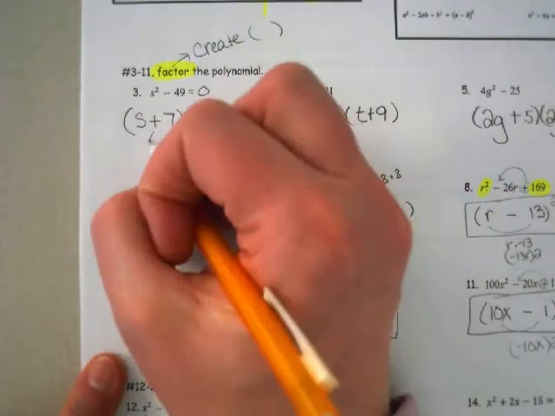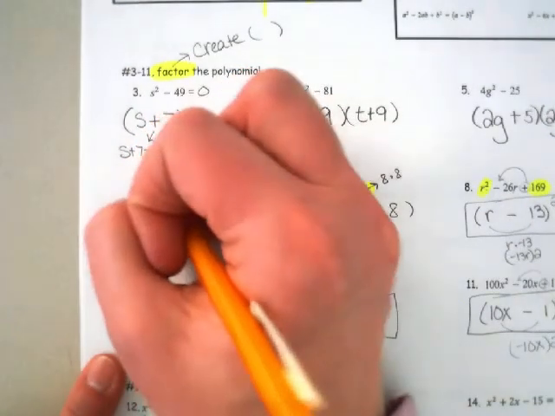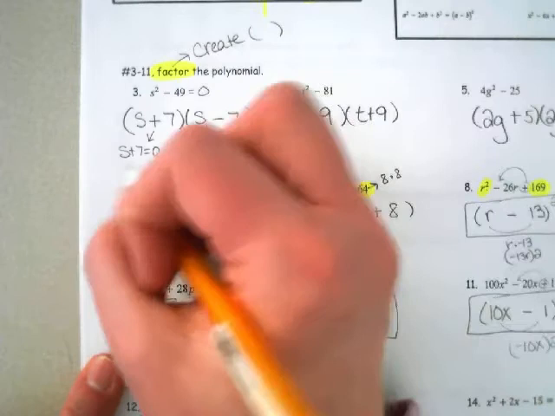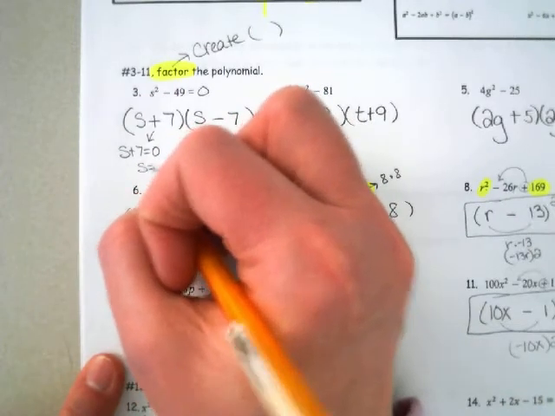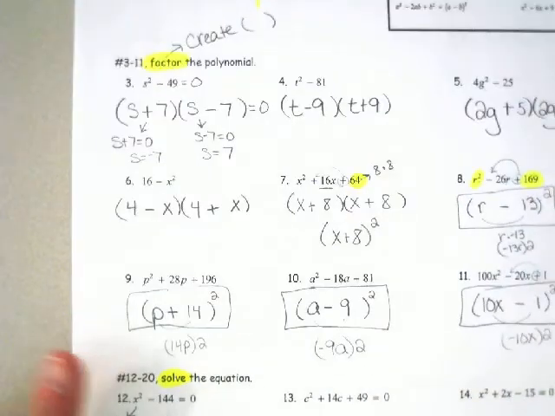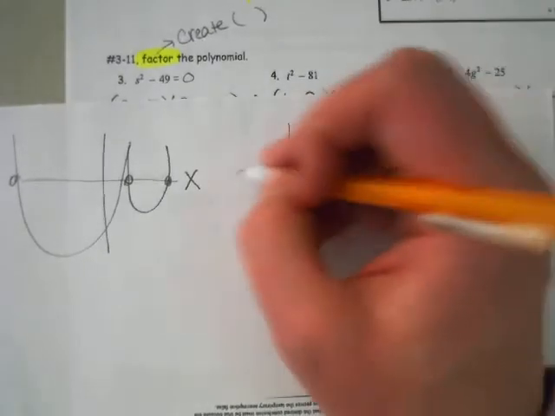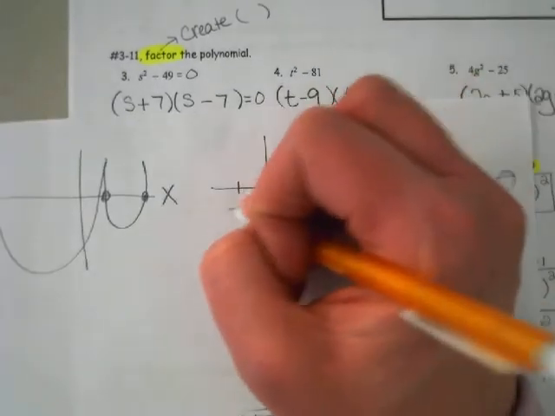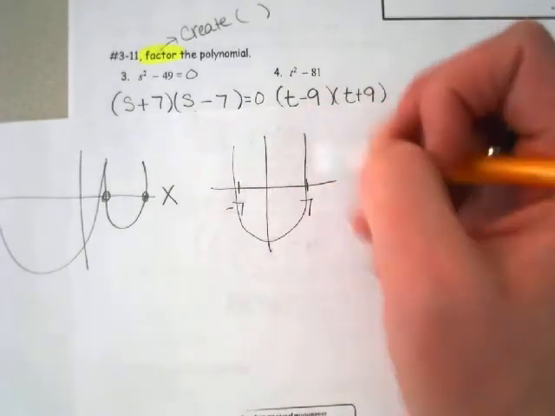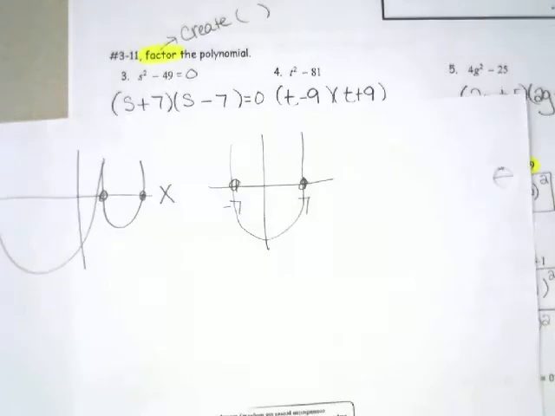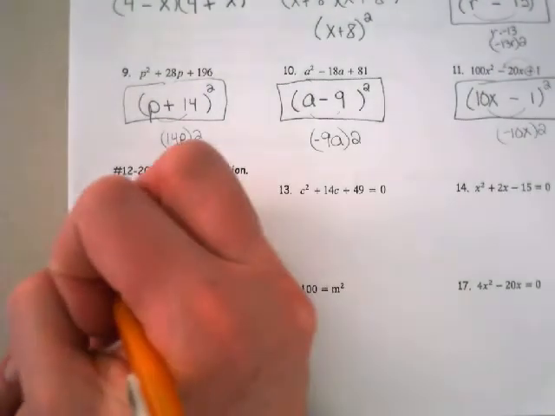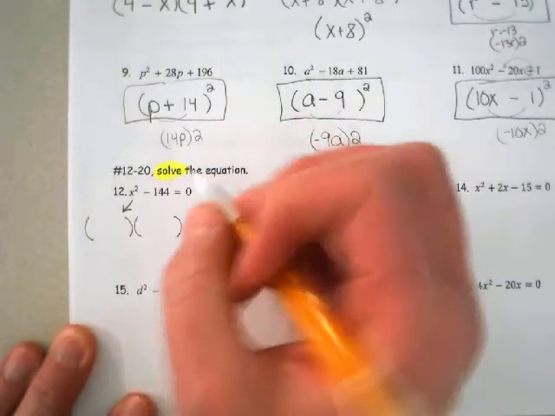So let me just show you, if this was the problem I was working on, and this had an equals 0, what I basically just have to do is solve each of these. S plus 7 equals 0, and S minus 7 equals 0. And so if I finish this off, I get S to be negative 7 and S to be positive 7. If I were graphing this one, it's basically telling me that it's crossing at negative 7 and positive 7. So somehow this graph is crossing at those two locations.